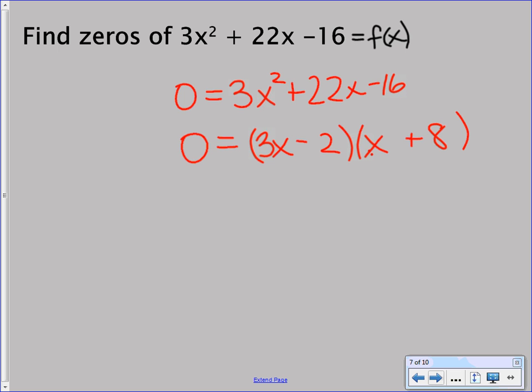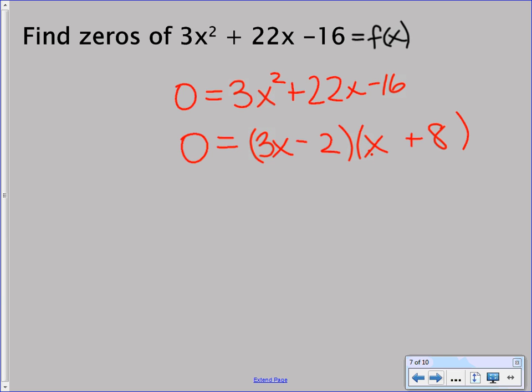8 and 2. What's 3x times 8? 24x. What's negative 2 times x? Negative 2x. Does that get us to our 22? Yes. Okay, so now I've factored. How do I find the 0? What do I do with those factors?